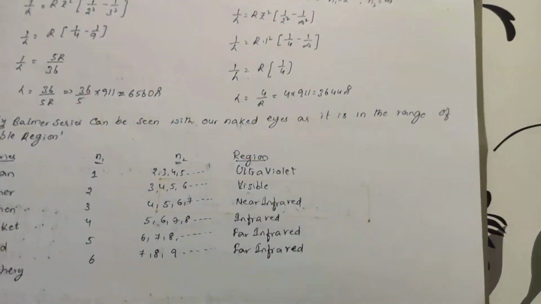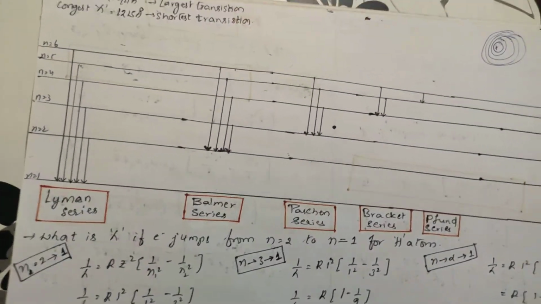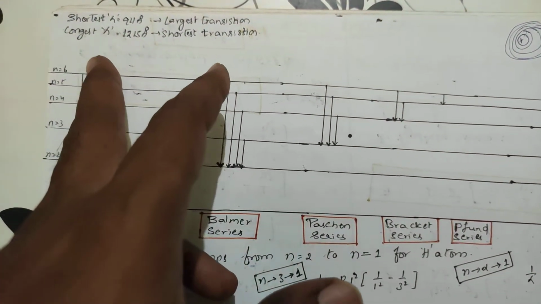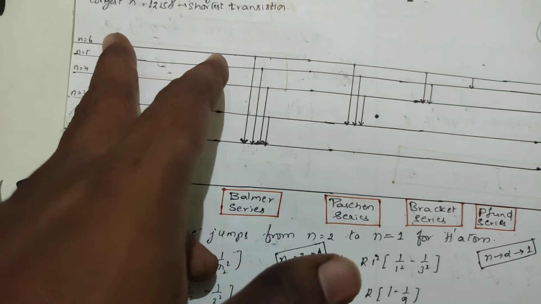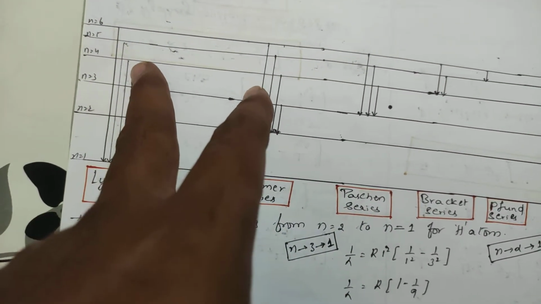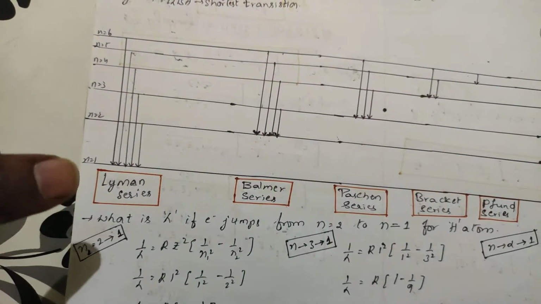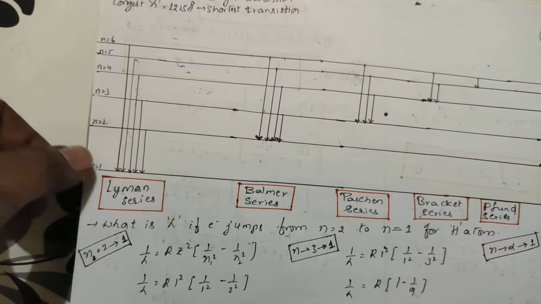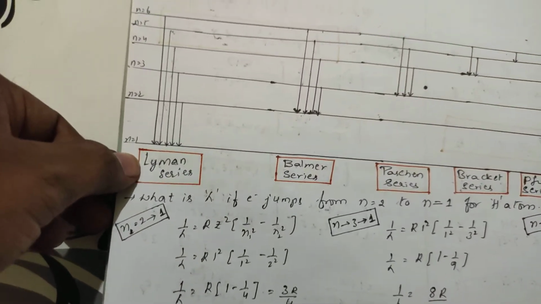Okay, right. So what he is telling is that the electron may jump from a higher orbit to a lower orbit. The higher orbit may be the 6th orbit, 5th, 4th, 3rd or 2nd, anything. But the electron is jumping to the 1st orbit. So whenever the electron jumps from anywhere into the 1st orbit, that is called the Lyman series.